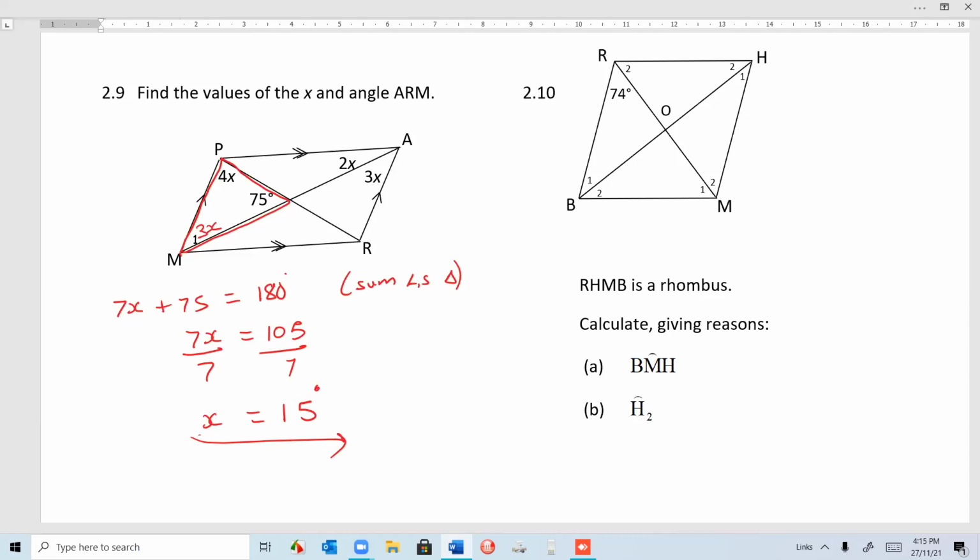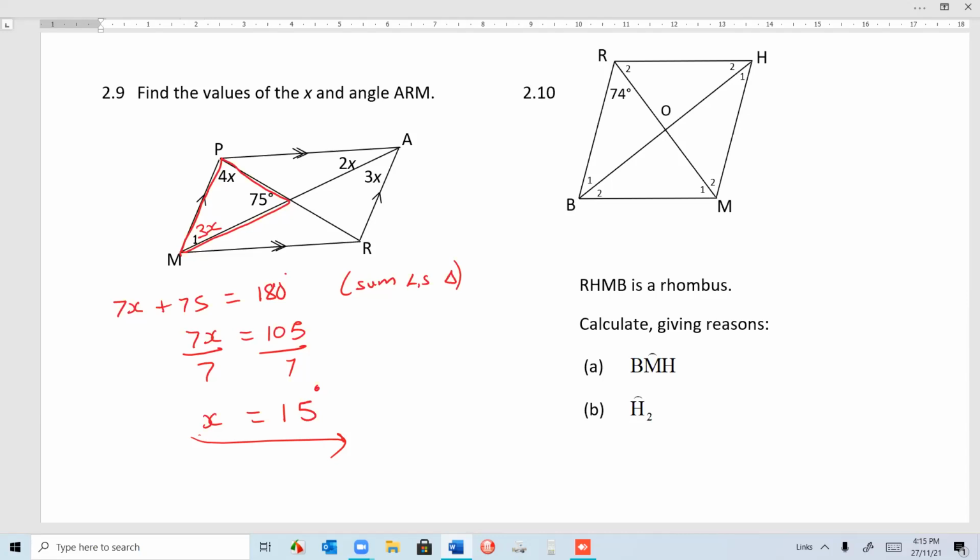Okay, we're going to 2.10. It tells us it's a rhombus. Now, gentlemen, a rhombus is one of the diagrams that is quite common in exams, and it has a lot of features. So let's quickly write down all the features we know of a rhombus. Who can tell me the first feature that they know about the rhombus?